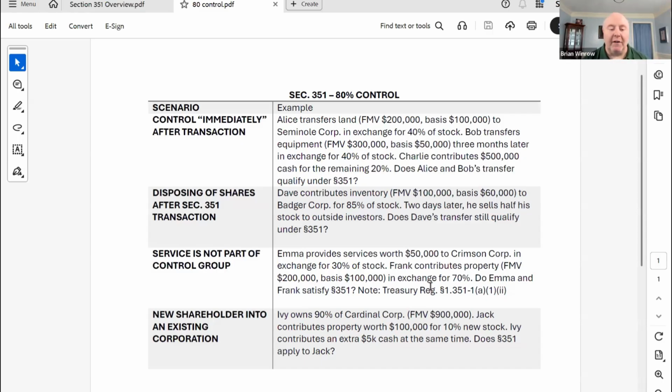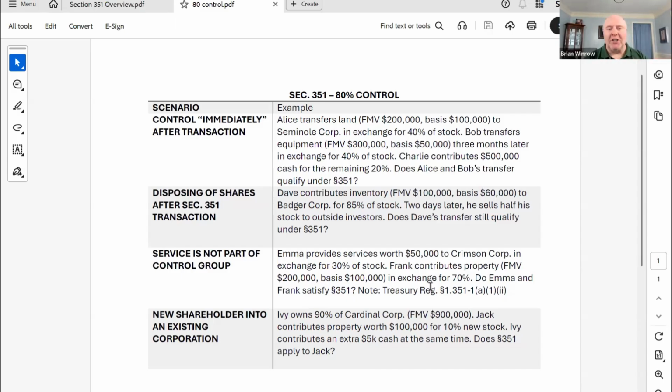All right. The final one, new shareholder into an existing corporation. So now we've got this existing corporation, and let's say on that last one the corporation was Emma and Frank. Well, now we have Tammy who's going to be buying into this corporation, and Emma and Frank aren't going to be contributing any additional property, so it's just going to be Tammy who's adding the additional property. So what happens when a new shareholder is trying to buy into an existing corporation?